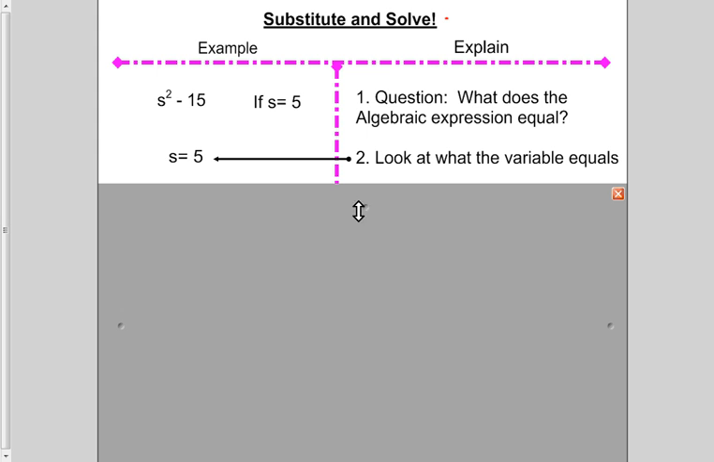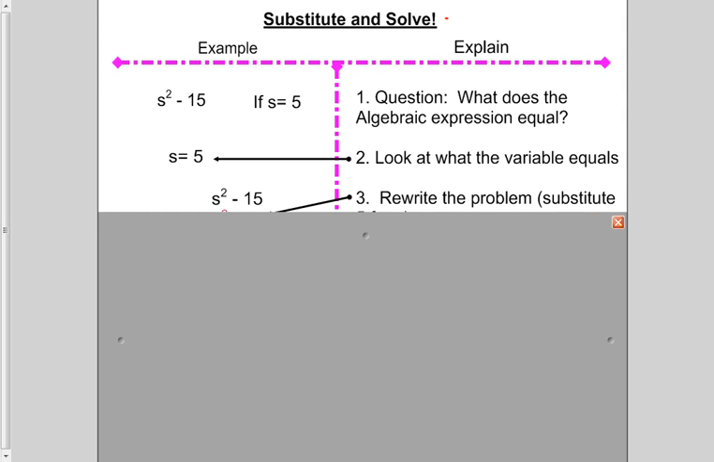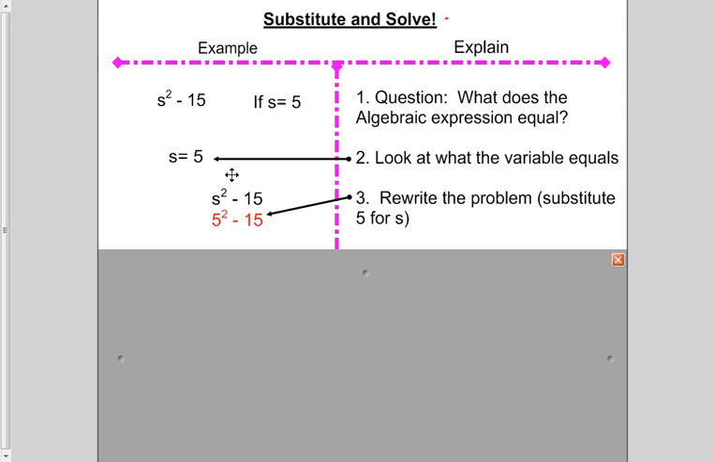So our next step is we're going to look at what the variable equals. It says s is equal to 5. So wherever I see an s in the expression, it really means that I have 5. Now I'm going to write out the problem, s to the second power minus 15. Right underneath it, I am going to rewrite the problem and substitute 5 for s. Wherever there's an s, I'm just going to write a 5 instead, and I'm going to copy everything else down exactly. Now, you might feel like this is a little bit of extra work, but it's going to get you the best results. So instead of s, I wrote a 5 because s is equal to 5.